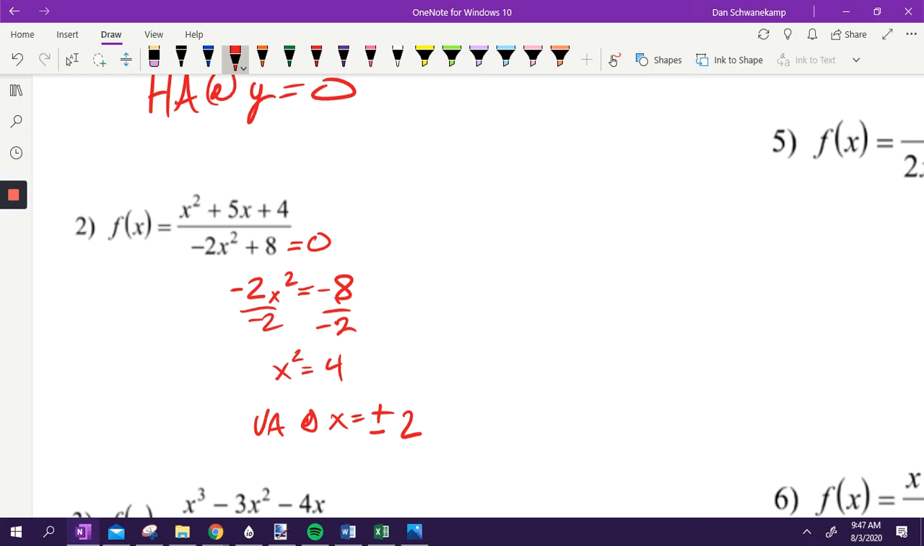If I plugged in 2 on top, I wouldn't get 0. If I could plug in 2 on top and get 0, then it would be a hole. But since I just plugged in 2 on bottom and get 0, that's a vertical asymptote. The next thing I'm looking at is a horizontal asymptote.